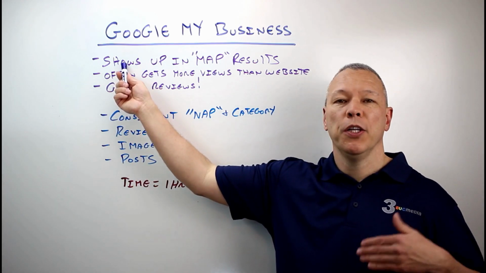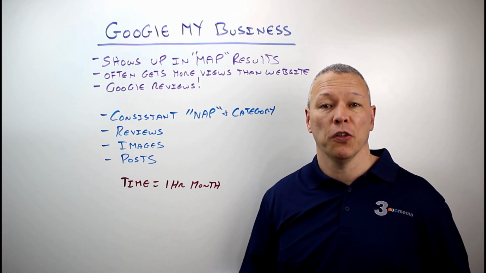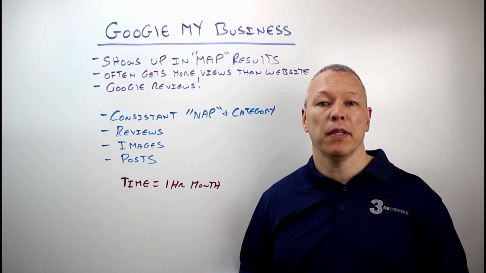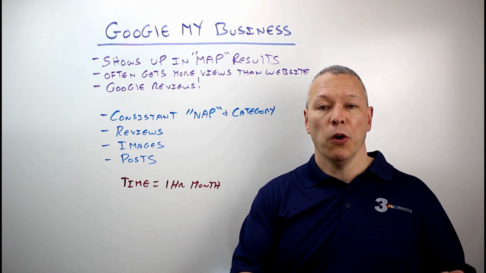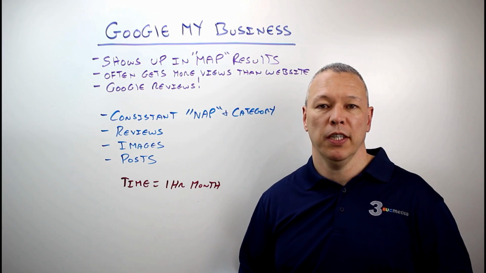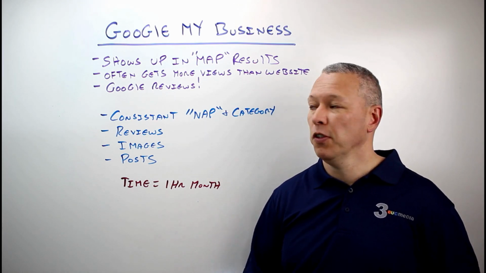Number one, your Google My Business listing, it's what's going to show up at the top of the local search results or the map results. If you've ever done a search in Google and you see a map at the top of the search results with local businesses, that's actually not your website, that's your Google My Business listing showing up, and it also shows up above the organic search results.